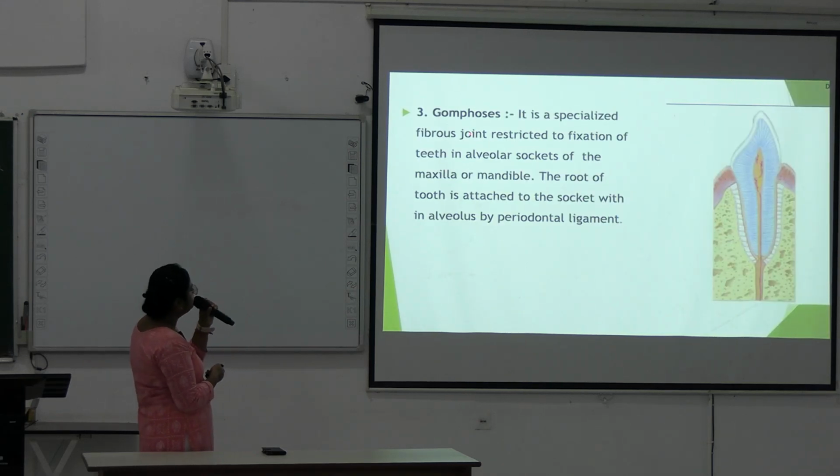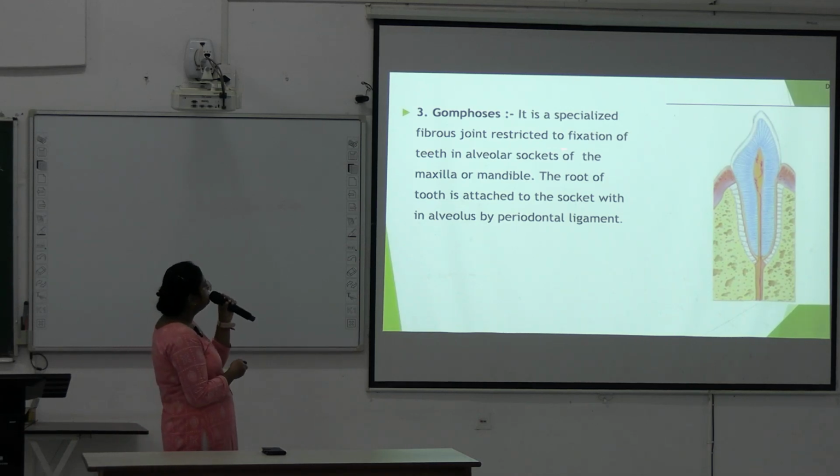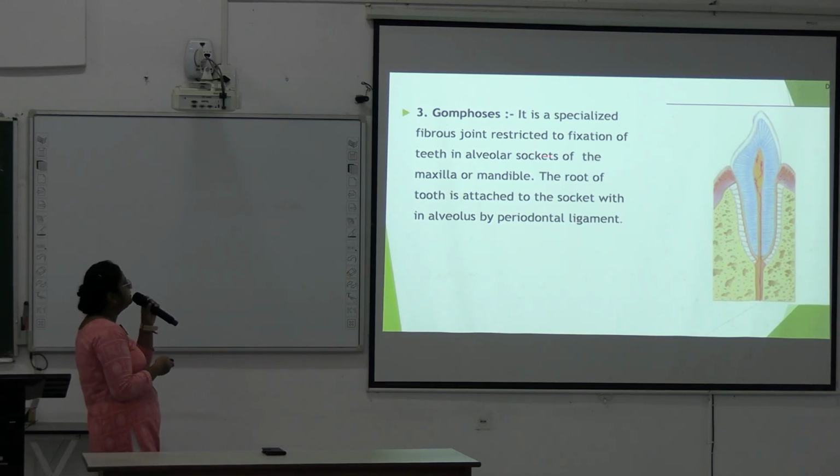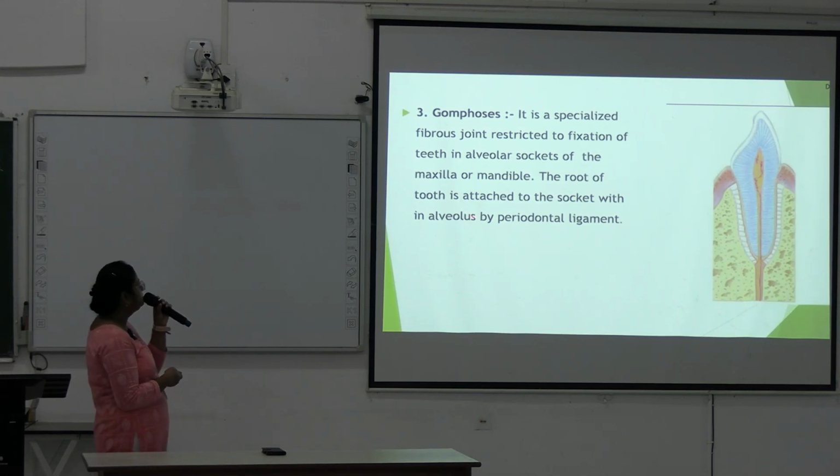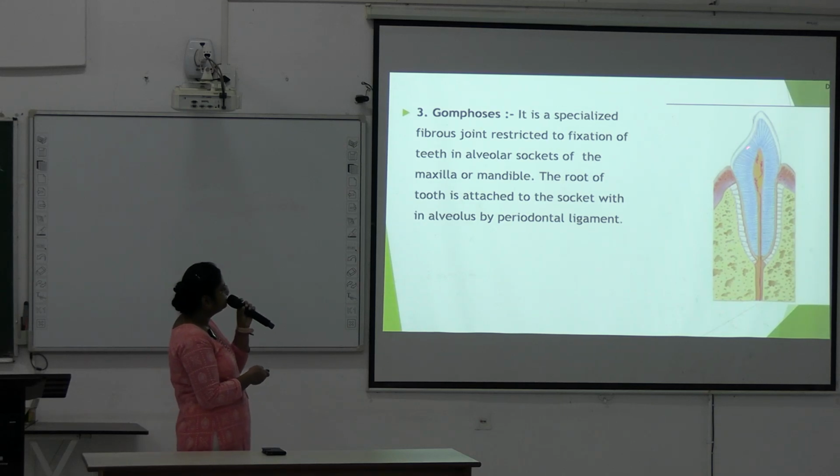Now go to the gomphosis. Gomphosis is a specialized fibrous joint restricted to fixation of teeth in the alveolar socket. See, this is the alveolar socket. Here the tooth is connected by these fibrous strands. So this is gomphosis. It is a specialized fibrous joint restricted to fixation of the teeth in the alveolar sockets of the maxilla or mandible, and the root of the tooth is attached to the socket within the alveolus by the periodontal ligament. See this orange colored structure, this is the periodontal ligament.